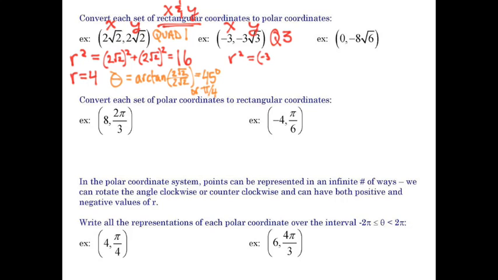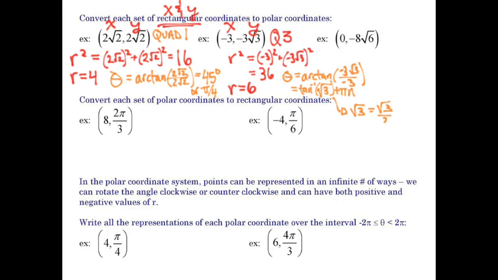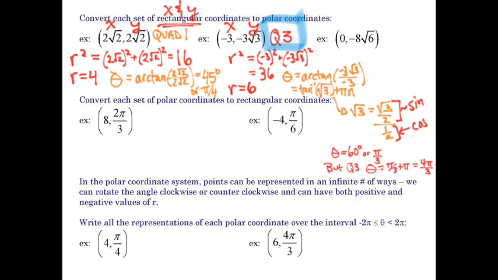Same idea for the next ones. This is quadrant 3, so I'm going to have to move it there. I get r, and then I take arctangent for theta. However, since this is quadrant 3, I'm not going to have the correct value that my calculator will give me, and so I need to move it there directly, and I get my value. And so if I remember my unit circle values, this is going to be 60 or pi over 3. Since it's quadrant 3, I need to add pi to it, which is my 4 pi over 3 value.